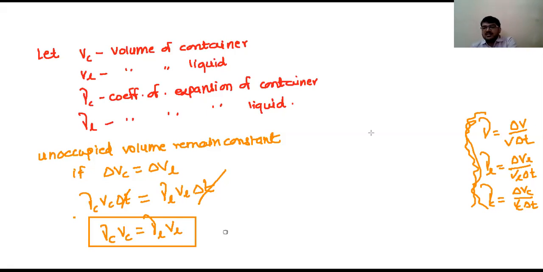So let's see how to compensate that change of volume of the container, so that we will not get any apparent expansion, we will get only real expansion. What I am saying, one more time, listen. Whatever we have learned now is the case where the change in volume of container and liquid should be the same. But in so many cases it is not possible. So how to compensate that expansion of the container? Let's learn that now.